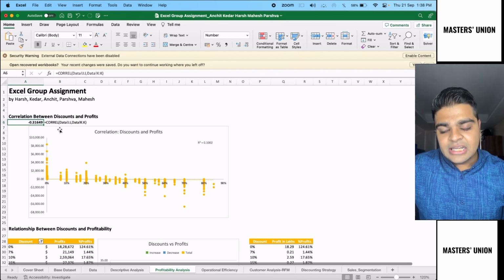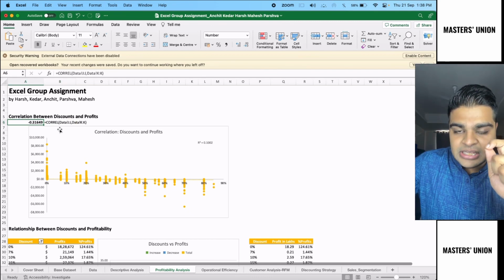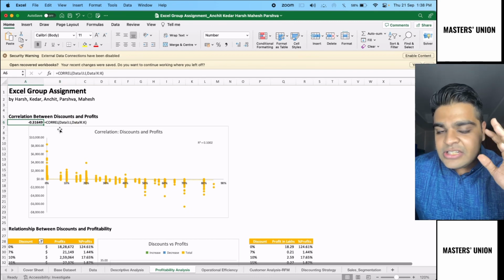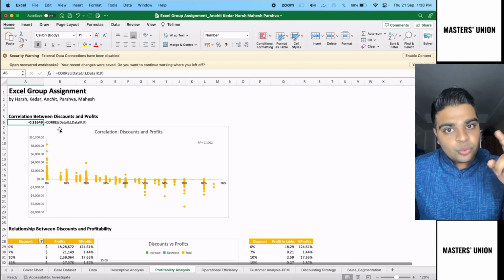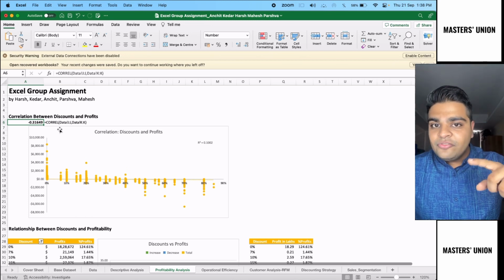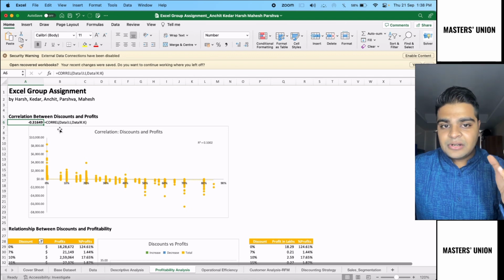Now there is a negative correlation of minus 0.31649, which indicates what? Which indicates that the higher your discounts, the lower will be your profits, and the lower your profits, the higher will be the discounts. This is a simple relation that we are getting.